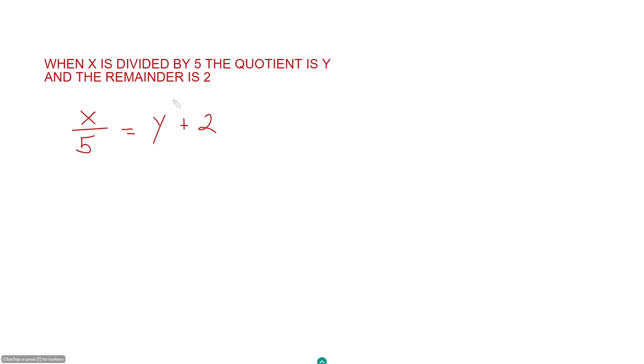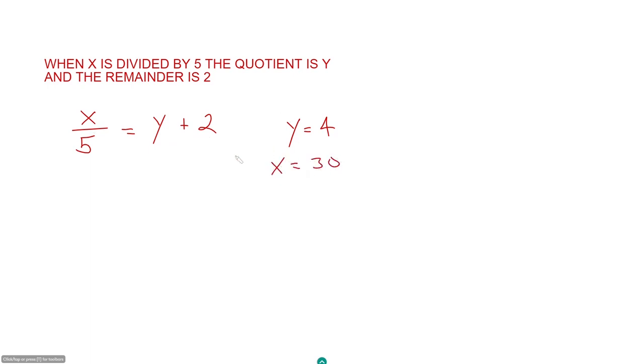Question is, is this an accurate translation? One way you can test whether or not this is an accurate translation is you can think of a value for y, and that will give you a value for x, and then see if it makes sense when you plug it into the statement. So let's say y is equal to 4. So y plus 2 would be equal to 6. So that means x over 5 is equal to 6. And that would mean x is equal to 30.